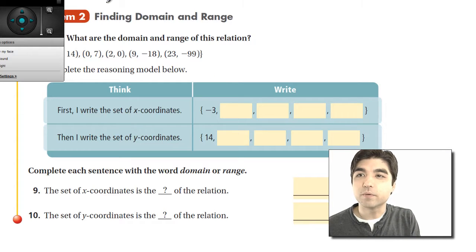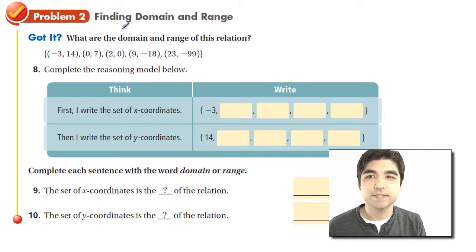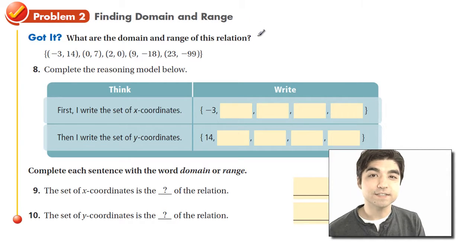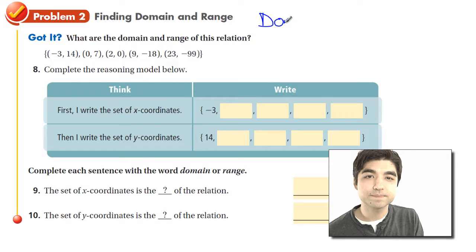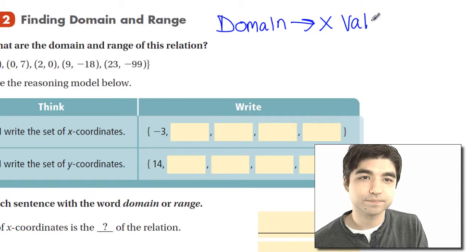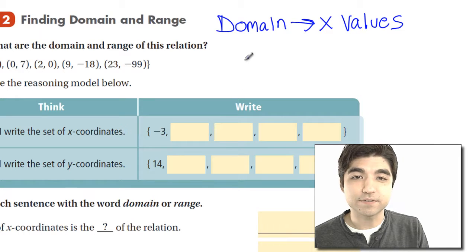Okay, so this is problem 1 of chapter 2, section 1. And on this one, it wants us to find the domain and range. Okay, so what you need to know is that domain deals with the x values. Now, x values can look a bunch of different ways.